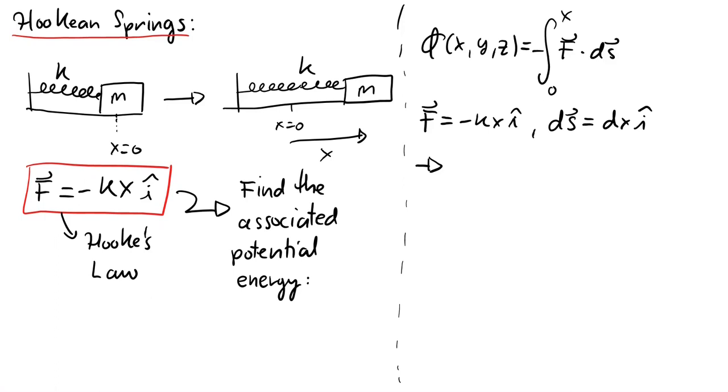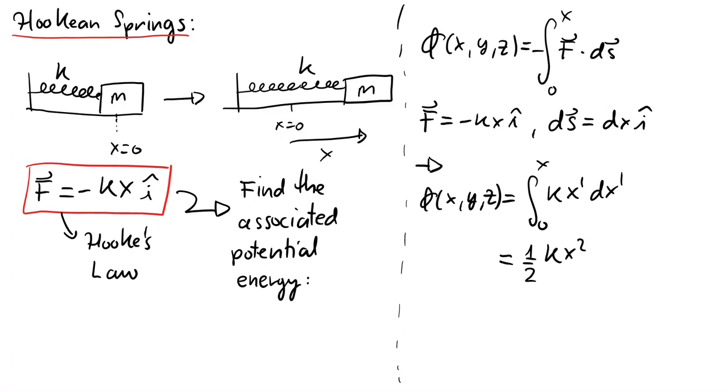We will assume that we are starting from the origin, x equals 0, and moving an amount x along the x-axis, where x can be either positive or negative. Remember to use a different dummy variable for clarity. This is a relatively simple integral to make, and when doing so, we get the potential energy we already knew about.